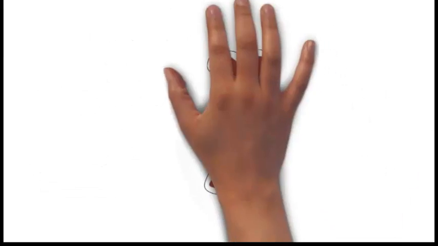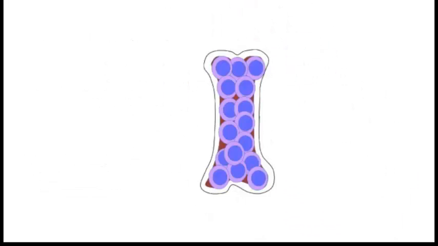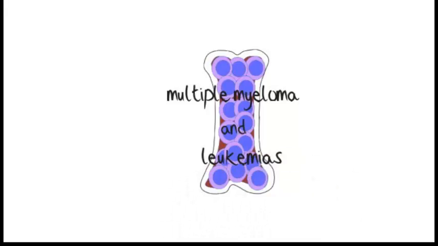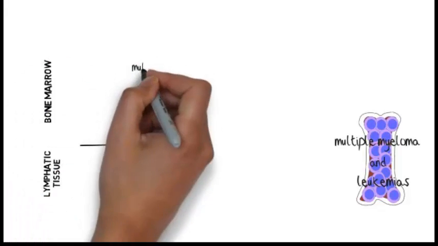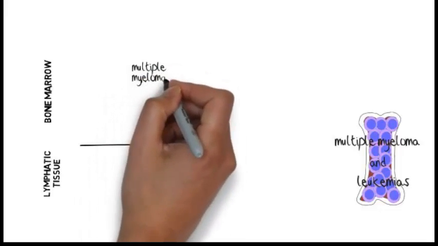Multiple myeloma is a type of cancer that develops in the bone marrow. Leukemias also develop in the bone marrow, while lymphomas almost always do not. Let's draw that part of the chart and put multiple myeloma as a cancer that develops in the bone marrow. We'll add more to this chart in just a minute.